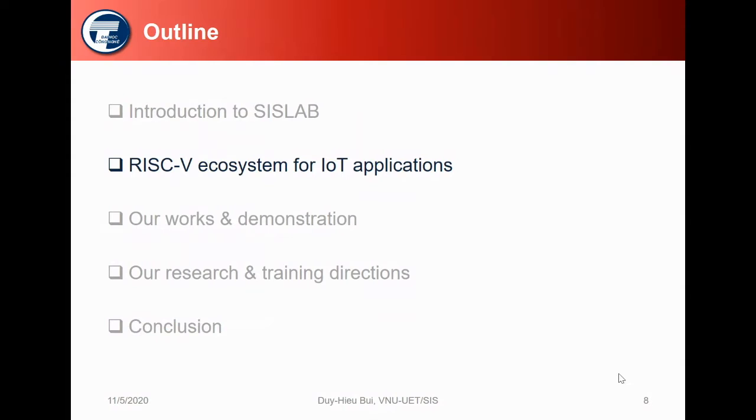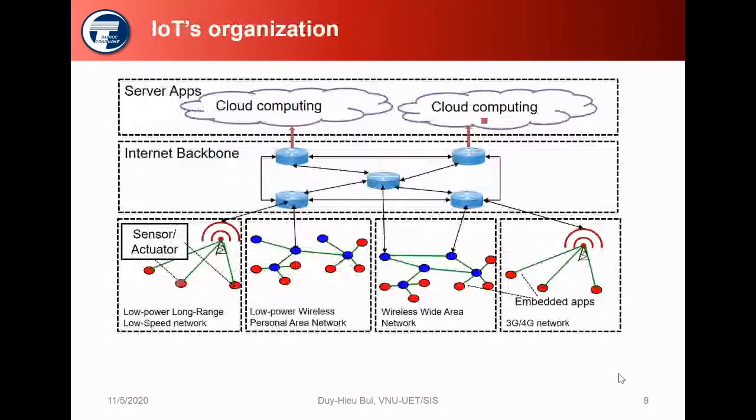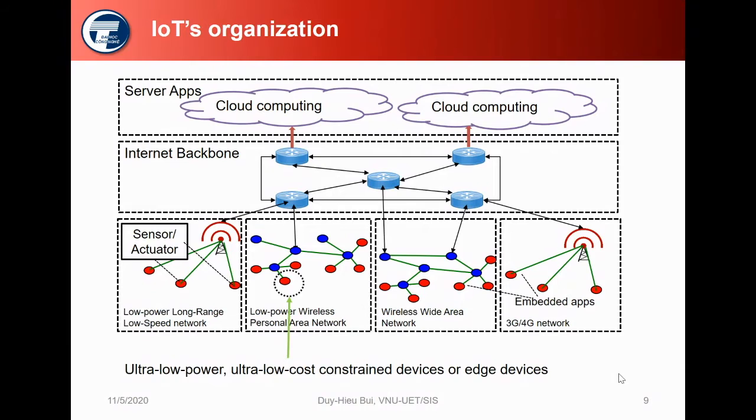And next, I would like to introduce about the RISC-V ecosystem for IoT application. Firstly, let's look at how the IoT is organized. So the IoT contains many sensor nodes which have a wireless communication, and it can collect data and send to the cloud through the internet, or it can receive command from the internet to react to the trend of the environment. In our work, we focus on the IoT sensor node. We need the ultra low power, ultra low energy consumption for the device.